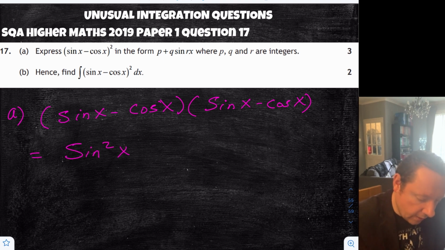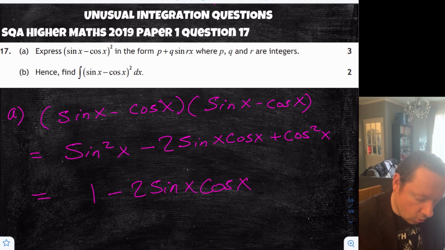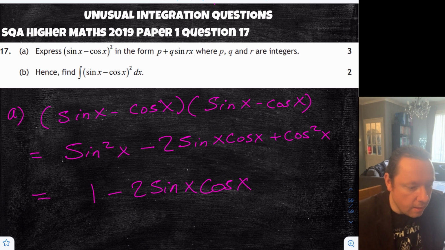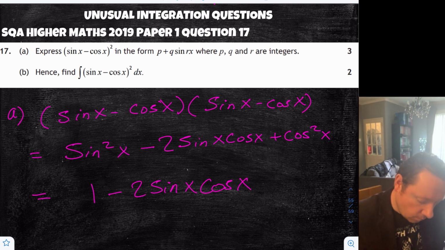Sin x times minus cos x, and then minus cos x times minus sin x is minus 2 lots of sin x and cos x. And then minus times a minus is a plus, so plus cos squared x. But we know that sine squared plus cos squared equals 1. So we get 1 minus 2 sin x cos x, we're almost there. There's no double angle in this at all. But look at the start of the exam paper. Sin 2x is 2 sin x cos x. So that is equal to 1 minus sin 2x.